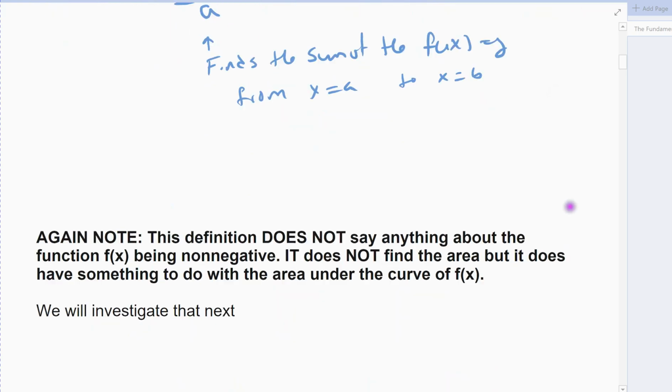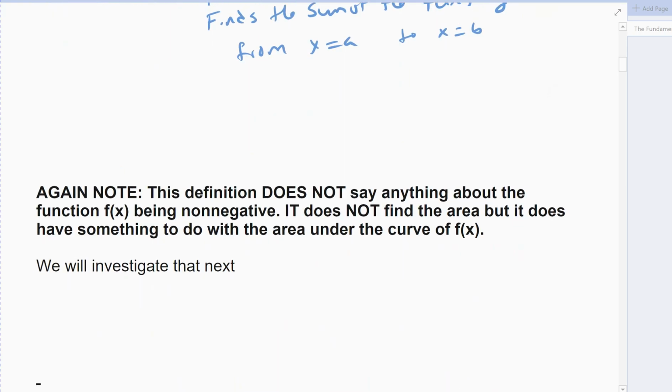Now, again, this does not say anything about my function having to be positive. So I can have positive function values and negative, and I can have either all positive or all negative, or a combination of the two. Since that's the case, we can't straight say it's the area like we did in the previous section. But it does have to do with area. Basically, it's broken into 2 cases, which we're going to look at next. So it has something to do with area, because it's the accumulation function, but there's a little more to it, because this is a broader definition.